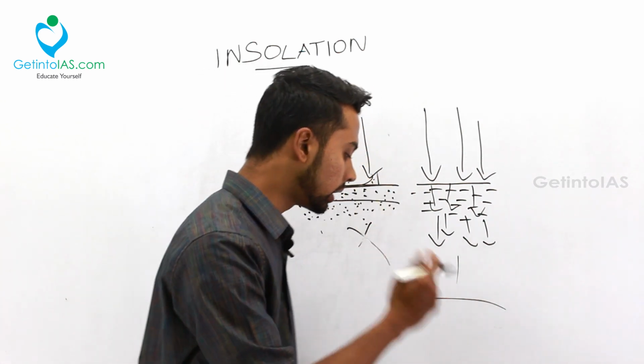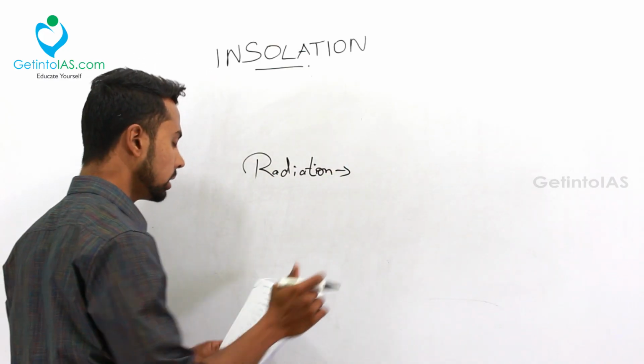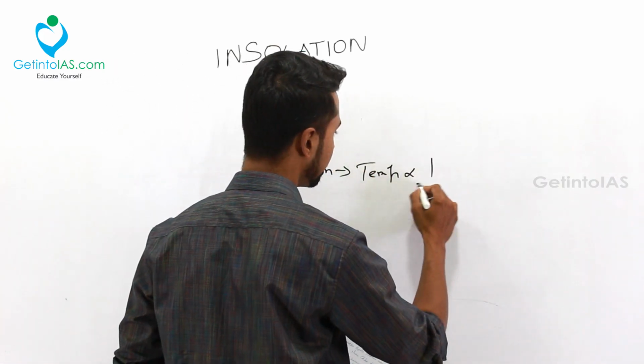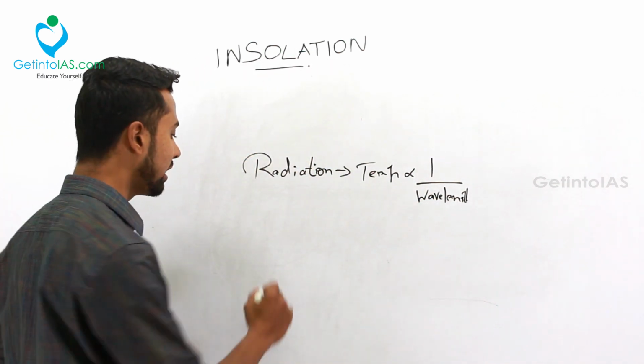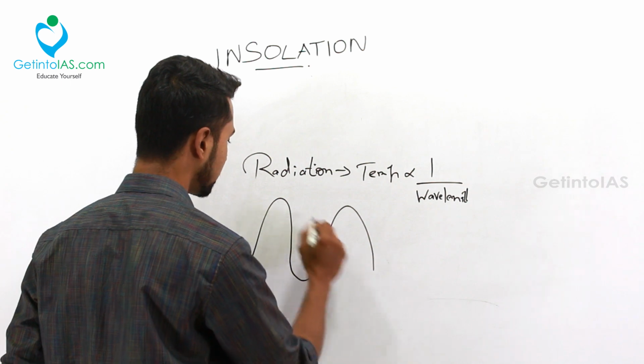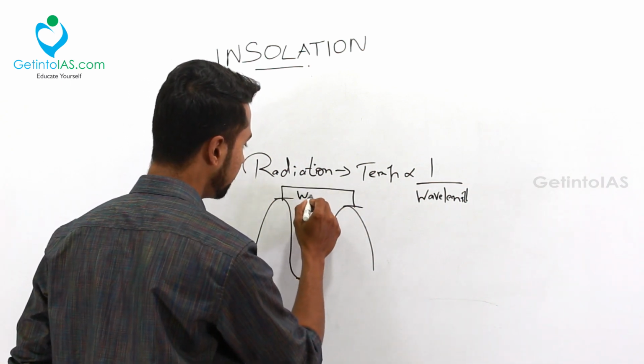Also, one important concept to add here is, your radiation has an important relation. Your temperature is inversely proportional to your wavelength. Okay, so what is wavelength? You know, a wave is created, a crest and trough. These are the crest and these are the trough. The distance between two crests is known as the wavelength.